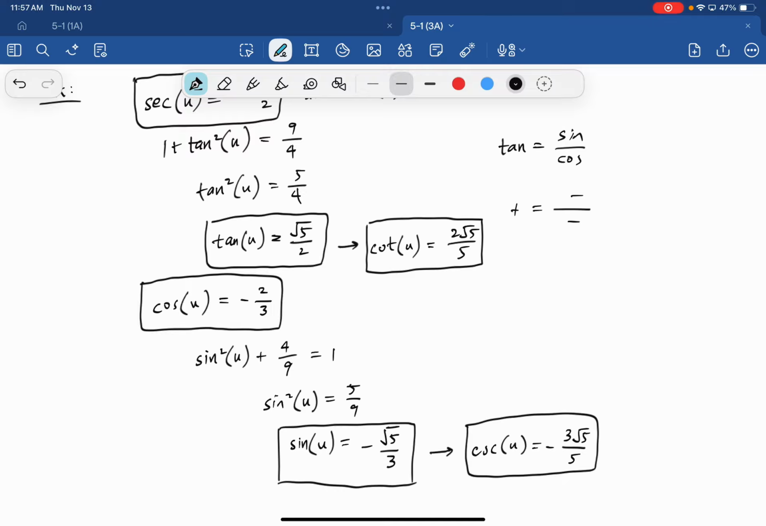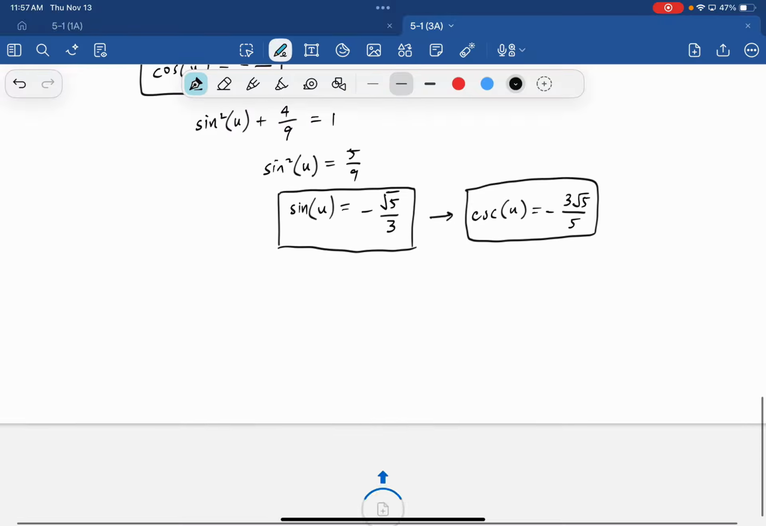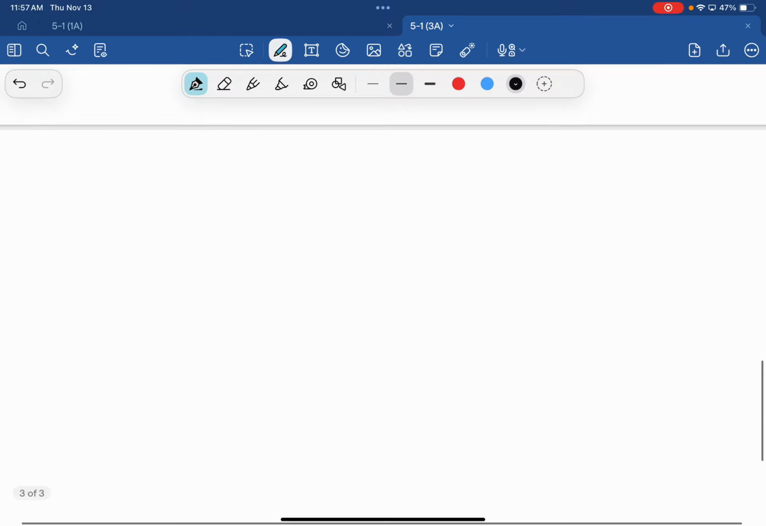Yeah. Why did you use 4/9 instead of cosine? Yeah. Sine squared plus cosine squared, right? Any questions? I'm moving on. Yep. Let's do the next example.